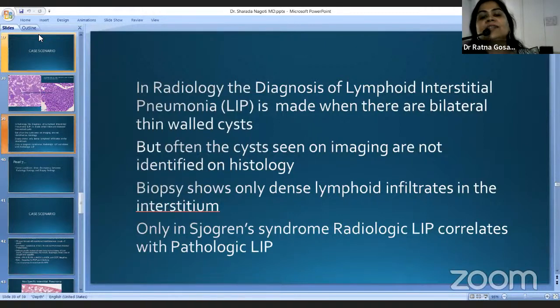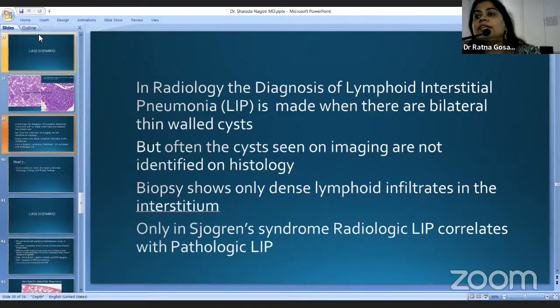But often these cysts which are seen in imaging are not identified on histology. So the pathologist should know about this discrepancy in cases where the radiology shows something and the pathology of the biopsy shows something else. In this case, the biopsy showed dense lymphoid infiltrates in the interstitium, and there is only one condition showing this LIP, that is Sjogren's. Only in Sjogren's does the radiological LIP actually correlate with pathological LIP, meaning along with the lymphoid infiltrates, we find even the cyst only in Sjogren's syndrome.